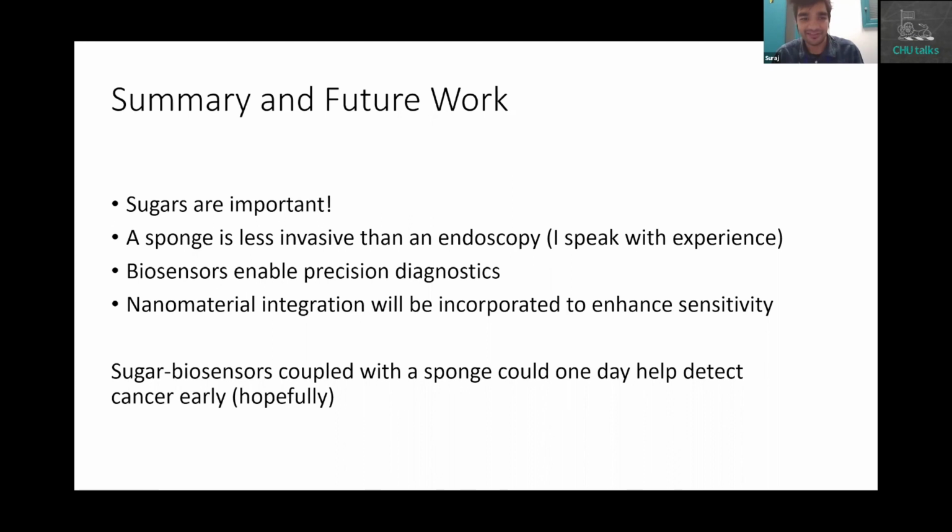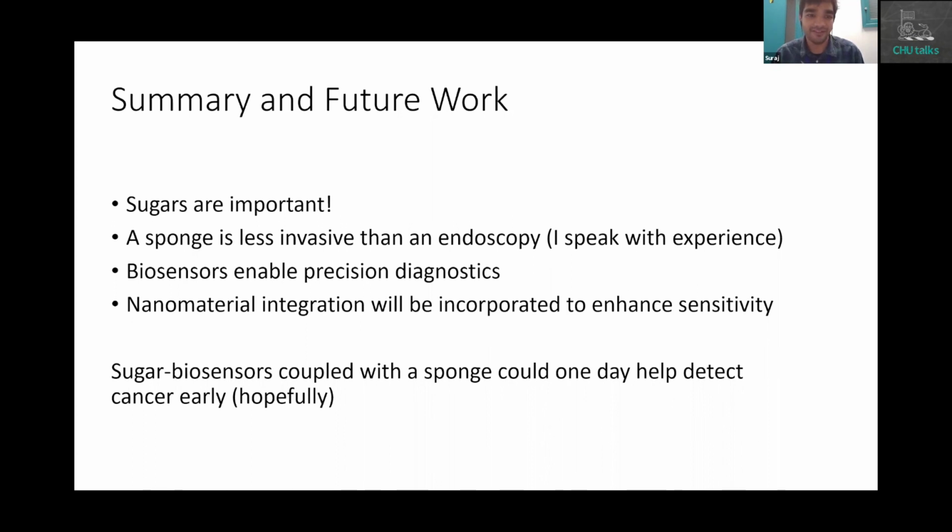And I speak with experience because I've actually undergone the Cytosponge test, as you saw in the video, and it's not at all that unpleasant. It's just at the point where the nurse is pulling it out that it might be slightly unpleasant, but just for a second. And that's nothing compared to what a patient has to undergo for an endoscopy. So it's much less invasive, and much easier to administer.